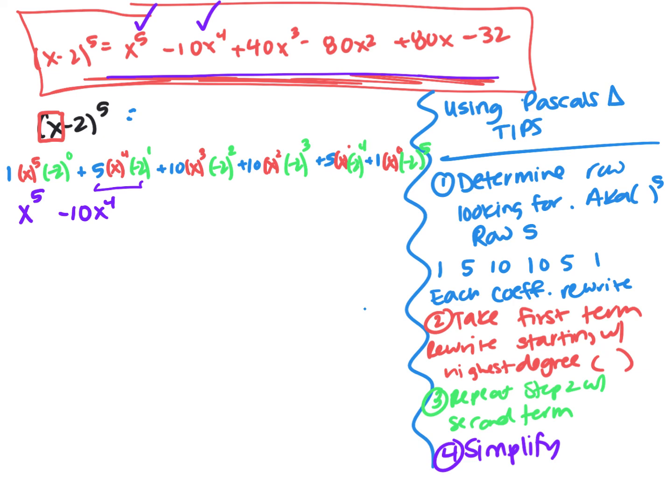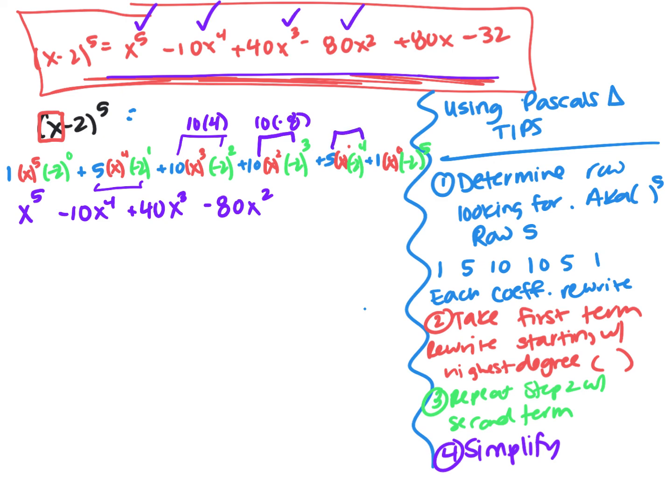Now we're going to look at our third term. I know my third term is going to have x to the 3rd. -2 squared is 4, so I'm going to have 10 times 4. So this is going to give me plus 40x to the 3rd. And I'm going to look at the next term, which I know is my x squared term. -2 to the 3rd is -8, and 10 times -8 is -80, so -80x squared.